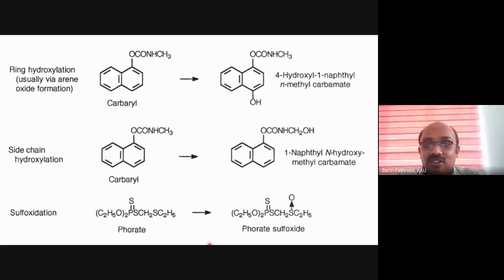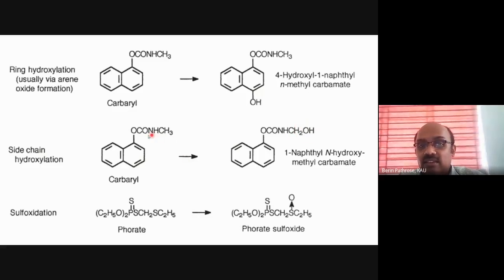Then ring hydroxylation. This is carbaryl. We add a hydroxyl group to it. That is ring hydroxylation, meaning hydroxylation of a ring structure. Then side chain hydroxylation. Instead of adding the hydroxyl group to the ring, here the hydroxyl group will be added to the side chain, at the end of the CH3. Once a hydroxyl group is added, either to the ring or the side chain, the compound gets more hydrophilic.